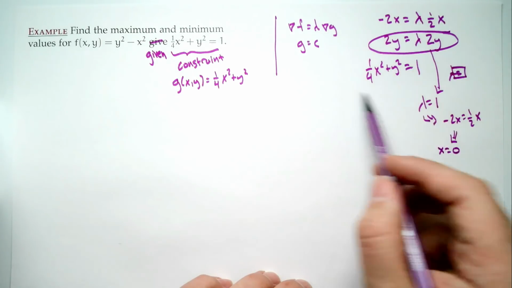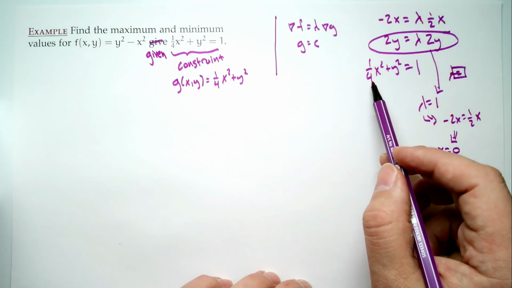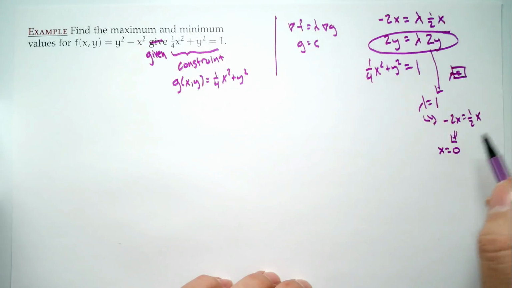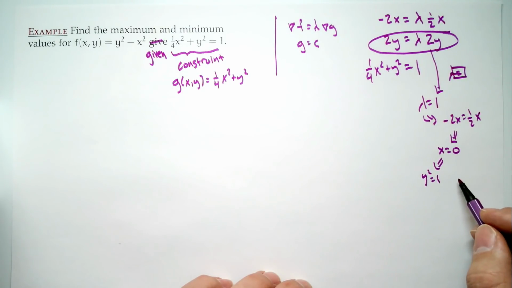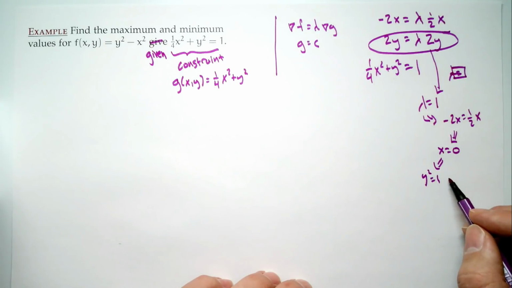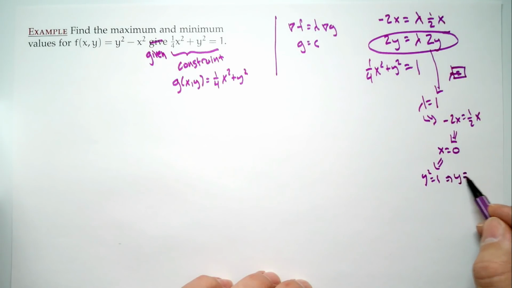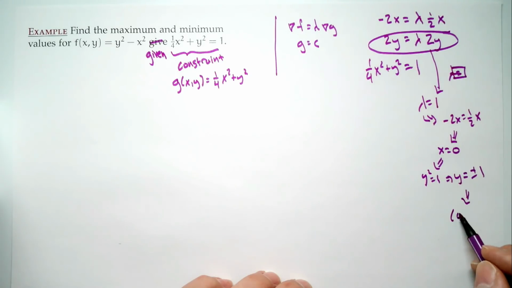Now, we haven't used our constraint. We get 1/4 times 0 squared plus y squared equals 1. So that would imply that y squared equals 1, which would give us the points y equals plus or minus 1. So the points are (0, 1) and (0, negative 1). Okay, so those are certainly points that we might care about. Now, have we missed anything?